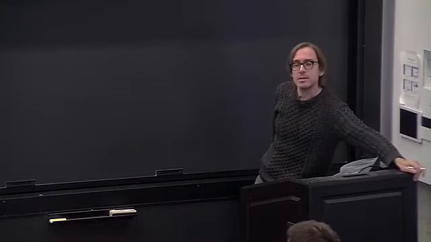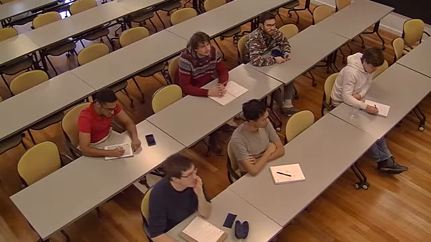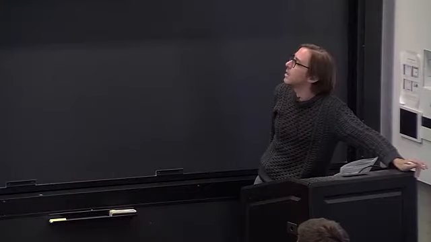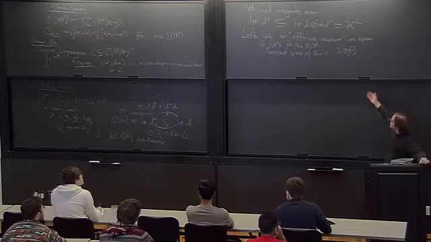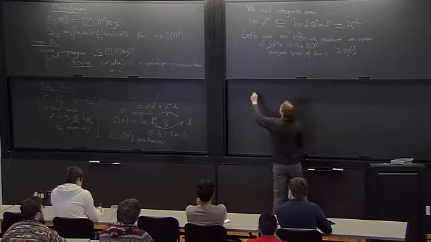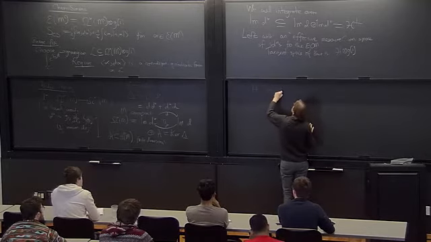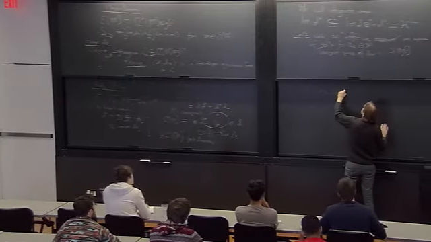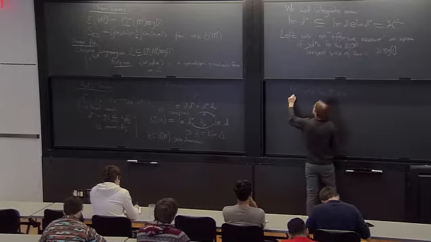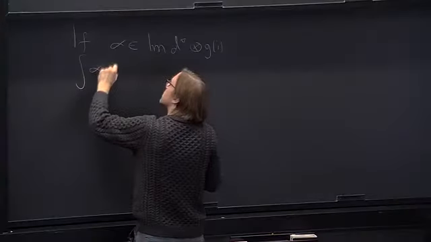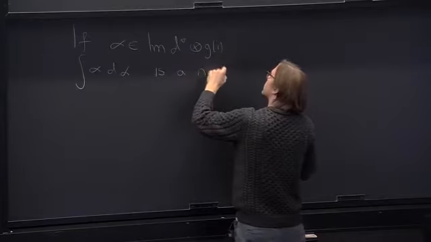Okay, any questions? Okay, so let's see if we can understand the propagator. So if I take my field alpha to be in the image of d star tensor g of 1, then the integral of alpha d alpha is a non-degenerate quadratic form.